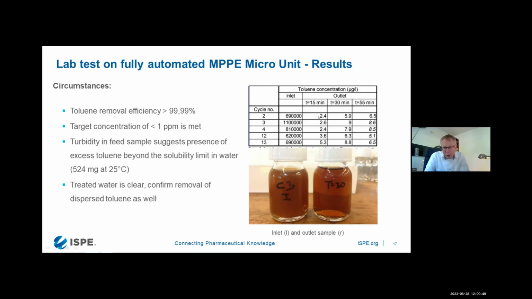If you then look at the outlet, coming out of the column with the extraction media, you see that the concentration is decreased from, on average I think around 80,000 ppm, down to, sorry, ppb, around 2 to 7, 8 ppb. So that removal efficiency is extremely high. We know that toluene is for us a relatively easy component to remove, but it is also quite clear that the target concentration of 1 ppm is met, and actually quite easily.